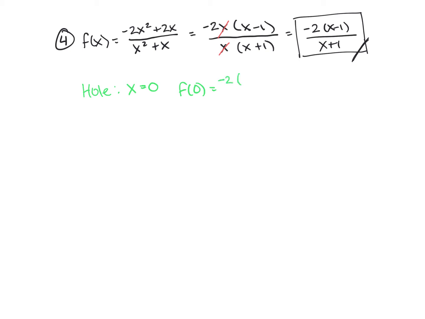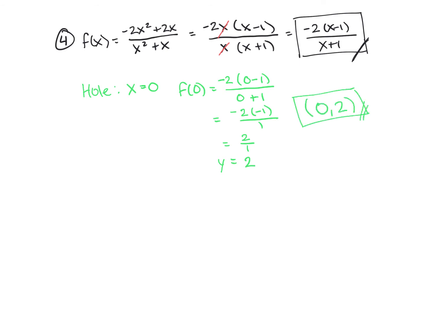So this is going to be negative 2 times 0 minus 1 over 0 plus 1. So we have negative 2 times negative 1 over 1. Negative 2 times negative 1 is 2, over 1, which just ends up being 2. Now that we have the x value and the y value, my very last step is to write this as an ordered pair of (0, 2). So this is where I'm going to have a hole, or a physical open point, in my graph.